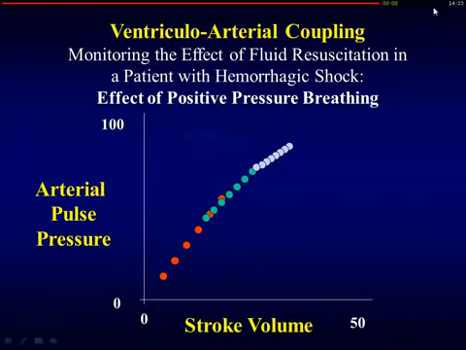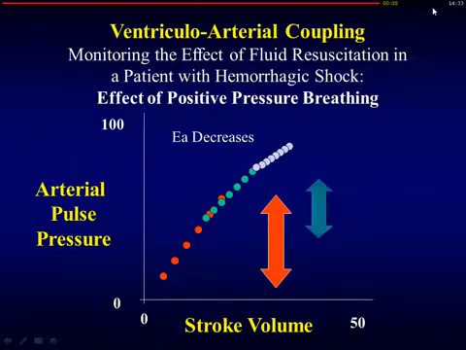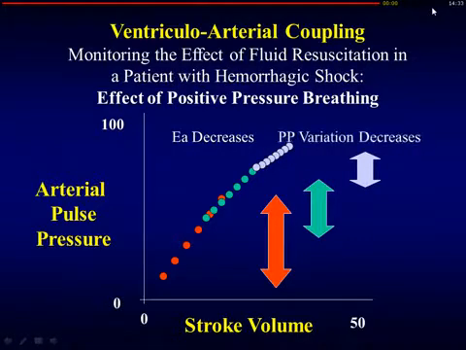And this is, as you'd expect, a pretty normal picture, right? This is nothing special. But if you were to look, the arterial elastance is progressively decreasing, and the variation is as well. This line is the elastance. As you can see, it's going down, and so is the pulse pressure variation. So you could have followed this dynamically.